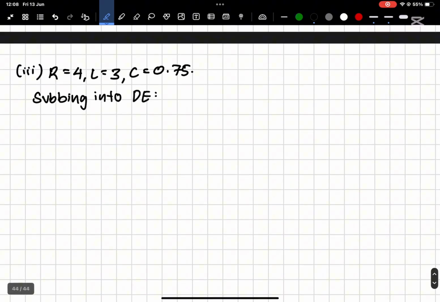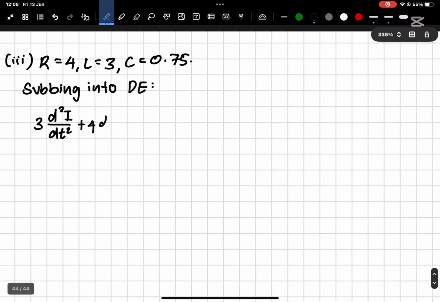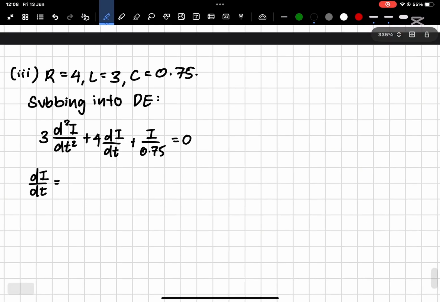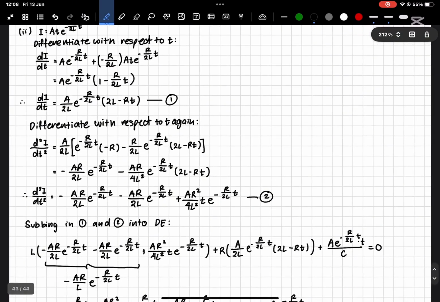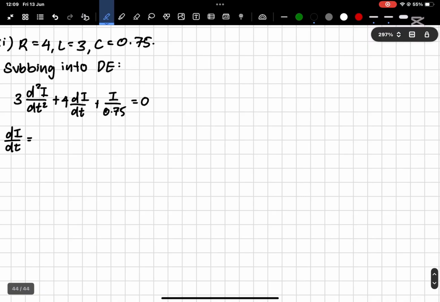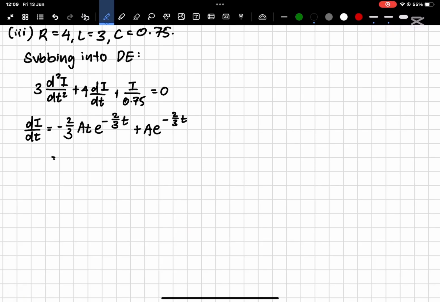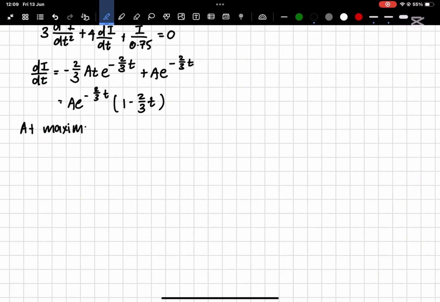Subbing into your DE, you have 3 d squared I over dt squared plus 4 di over dt plus I over (0.5 times 3... ) I over 0.75 equals 0. Okay, so also you know that di over dt equals, and L is 0.75. So yeah, actually we are using that. That's good. We know that A t e to the negative 2/3 t, because after we sub in everything, negative 2/3 of t. Okay, so this you can simplify out your A e to the negative 2/3 t to get 1 minus 2/3 t. Okay, there we go.